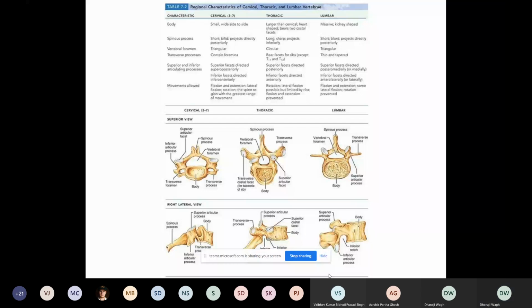So this is all about the lumbar vertebrae according to its characteristics, or parts: body, spinous process, vertebral foramen, transverse process. Here you can see the transverse process of the cervical vertebrae contains the foramina. In the thoracic, it bears the facet for the ribs except at the 11th and 12th thoracic, and in the lumbar it is a thin and tapered transverse process. So all these points you have to remember and differentiate between the cervical, thoracic, and lumbar vertebrae, and this is very important.